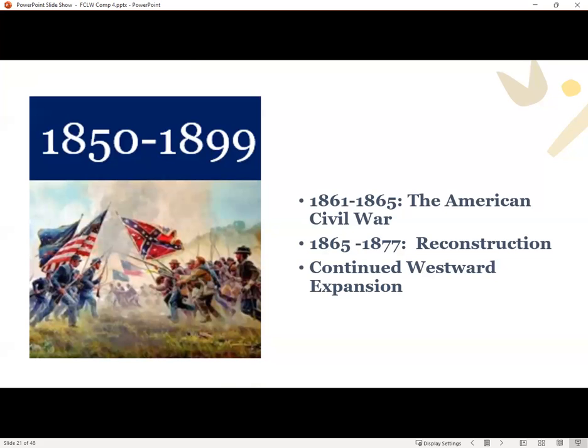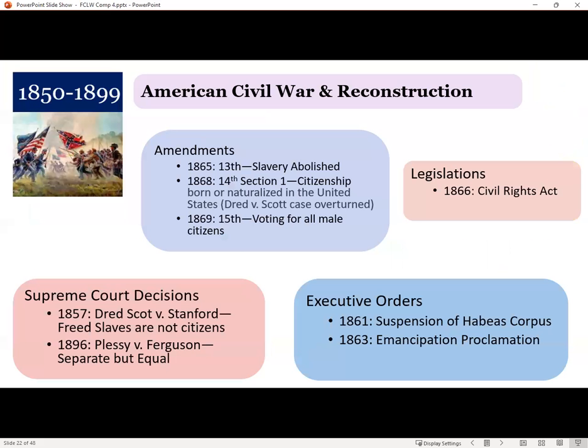From 1815 till 1899, we have two or three big things happening. Of course, the American Civil War, 1861 to 1865. And then we have Reconstruction from 1865 to 1877. And we still see some continuing westward expansion influences in our amendments or our laws or our executive orders or our Supreme Court cases. So in the American Civil War and Reconstruction, you'll see we have the 13th, 14th, and 15th Amendments. And this happened right after the war ended.